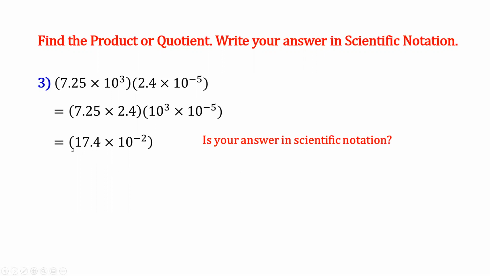Well, no. The number in the front is 17.4. That's not between 1 and 10. That's bigger than 10. So I need to make this number between 1 and 10. So I need to move that decimal place one spot to the left. 17.4 becomes 1.74. But we have to remember, if one side goes down, the other side has to go up. So we add 1 to the negative 2, and it becomes negative 1. So our final answer is 1.74 times 10 to the negative first power.